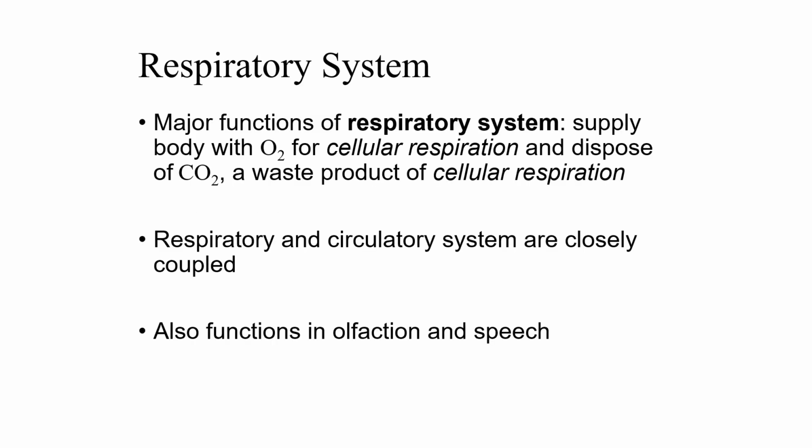The major function of the respiratory system is to supply the body with oxygen for cellular respiration, and it also gets rid of the carbon dioxide. Carbon dioxide is a waste product which is produced as a result of cellular respiration. And to do this job, the respiratory system is closely helped by the circulatory system. And then there are some other functions of the respiratory system which are also important.